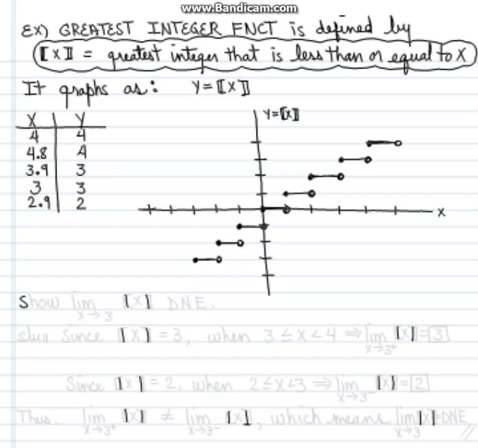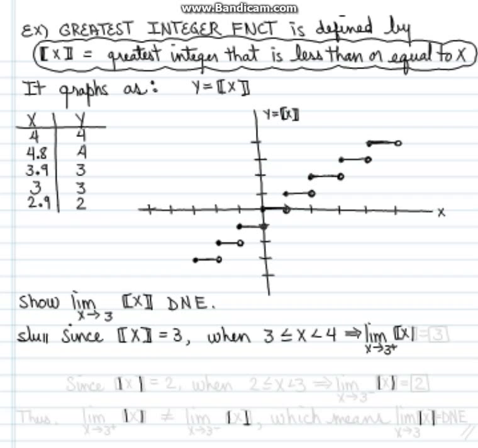So what we're going to do here is show that the limit as x approaches 3 of the greatest integer of x does not exist. Okay, the solution. Since the greatest integer of x equals 3 when 3 is less than or equal to x, is less than 4, that implies the limit as x approaches 3 from the positive side of the greatest integer of x is equal to 3.